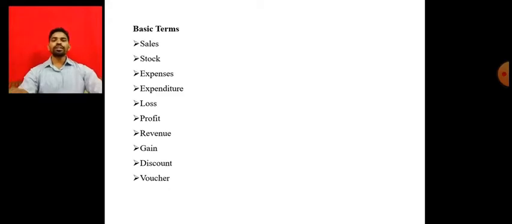There are three types of vouchers: the memo, the invoice, and the receipt. We get a memo when we do cash transactions. We get an invoice bill when we do credit transactions. And when we make a payment, we get a receipt. These are the basic terms we covered, and I hope all of you understand this.